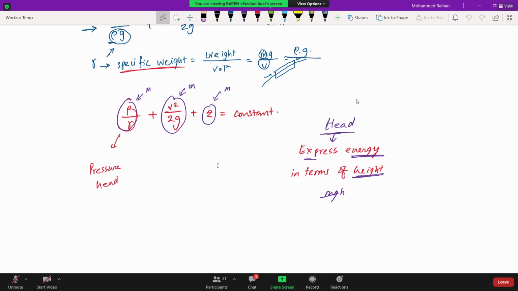So this is called pressure head, this is called velocity head, and this is called elevation head. Clear, everyone? Yes, sir. So this is basically Bernoulli's equation. We have three heads in Bernoulli's equation. One is the pressure head, P divided by gamma, that is P divided by specific weight, then V square divided by 2g, or velocity head, and then the elevation head, or z. So we are done with deriving Bernoulli's equation.